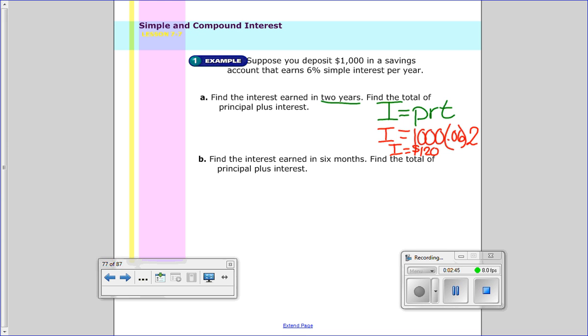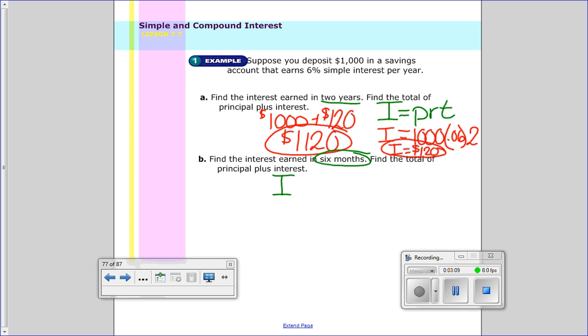So we found the interest, now we have to find the total. So if you had $1,000 in the bank and you got $120 in interest, you now have $1,120 in the bank. Done. So now B says find the interest earned in 6 months. So we're switching this problem. Like this time, instead of 2 years, I want to know how much money I would earn for keeping my money in the bank for 6 months.